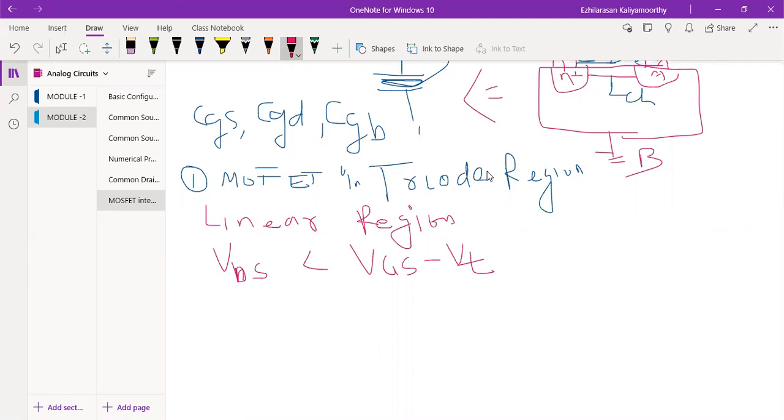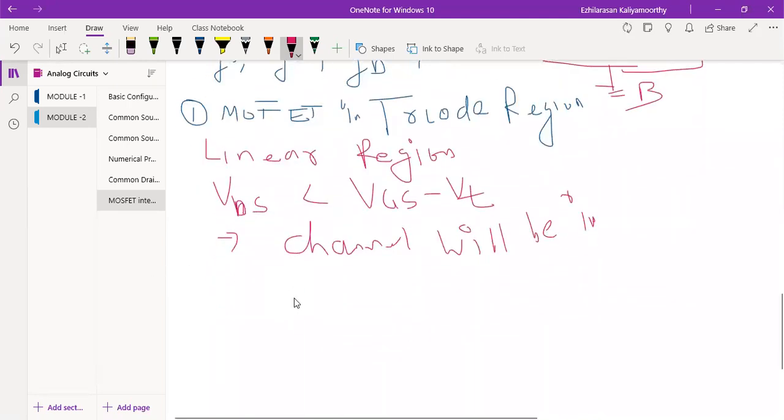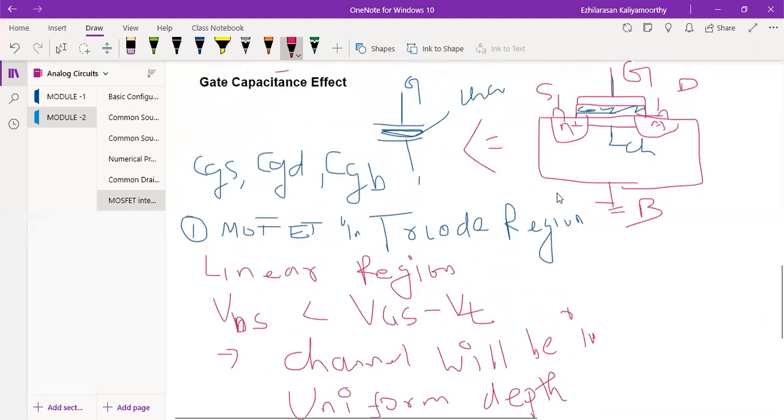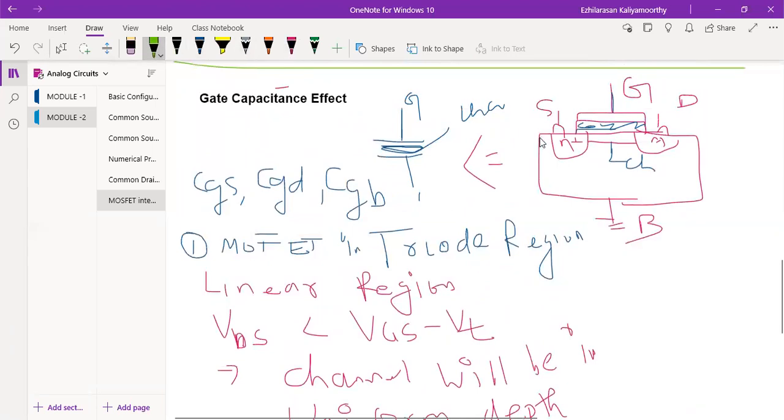Operating in the linear region, the channel will be of uniform depth. Uniform depth means there will not be any change in the depletion layer. It will be even. The normal diagram will come in this way. See, it will be equal. So the depth will be uniform during the triode region.